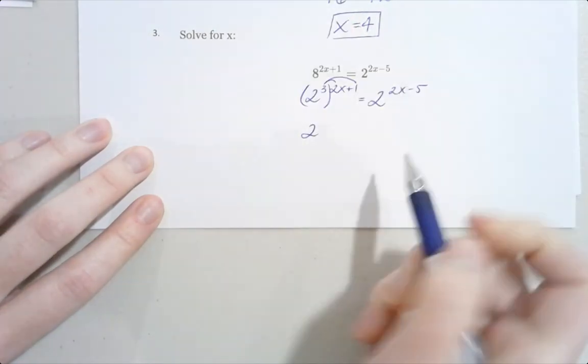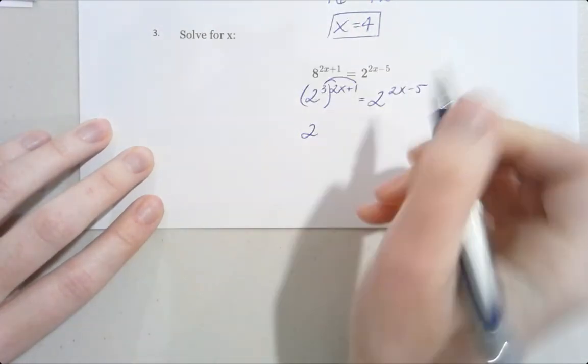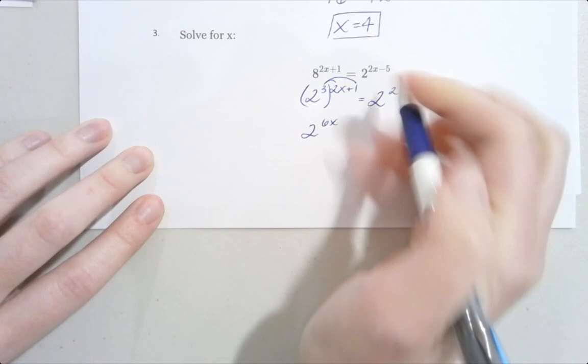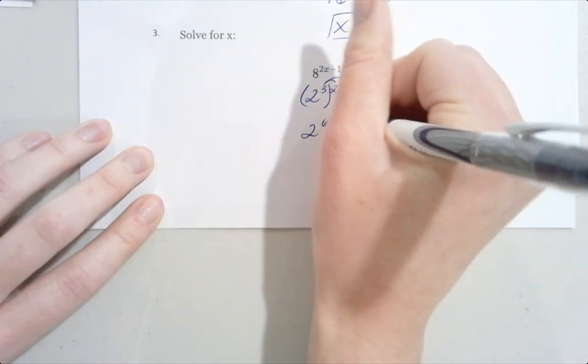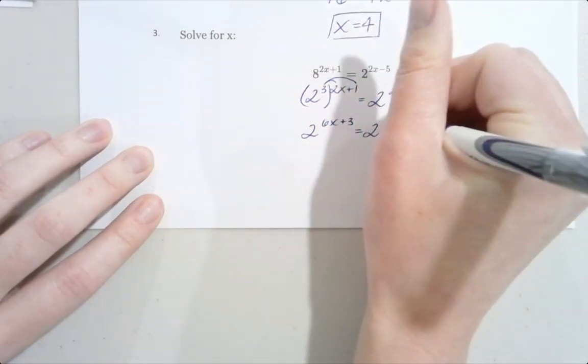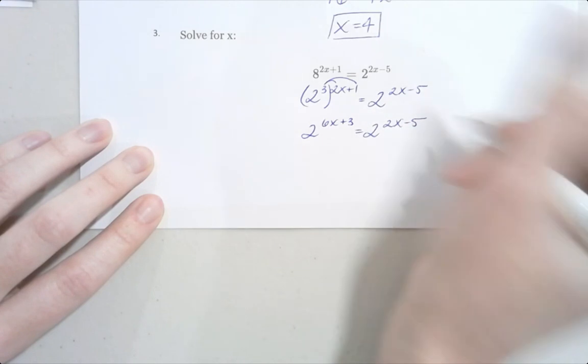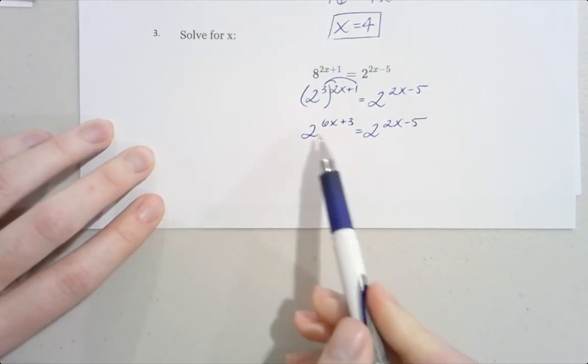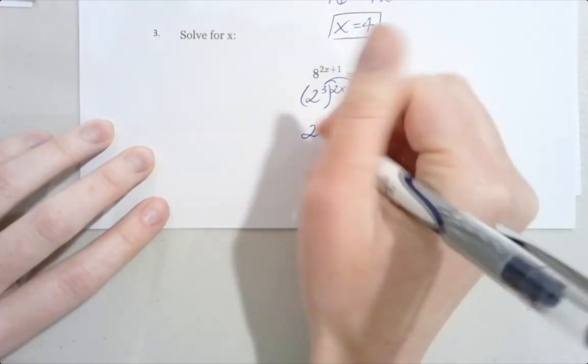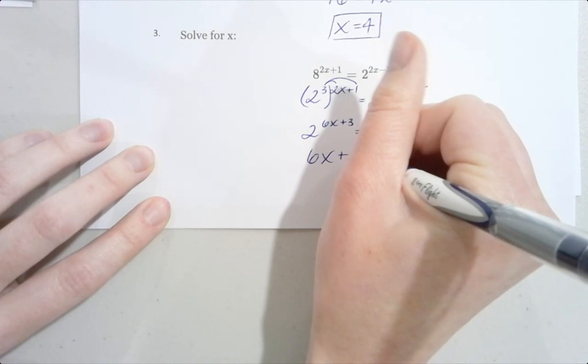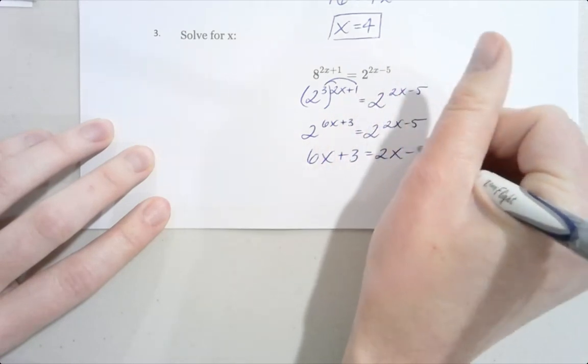So this is going to become 2 to the 3 times 2x is going to give me 6x. 3 times 1 is going to give me 3. The right side is staying the same. All right. Then we're going to set our exponents equal to each other. So I've got 6x plus 3 is equal to 2x minus 5.